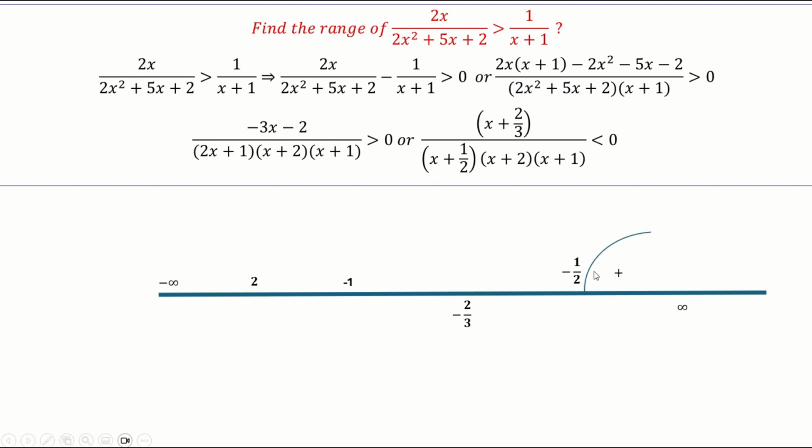Okay, so at more than minus 1 by 2, that means I can take simply 0. If I take 0, this expression becomes positive. So positive, so the curve is starting from top, and at minus half, that is here, power is 1, so the curve goes in the downward direction. At minus 2 by 3, power is 1, so it will again change direction. At minus 1, again change direction. At minus 2, again change direction. Correct? Now I am looking at less than 0, so the bottom ones are my solution set.